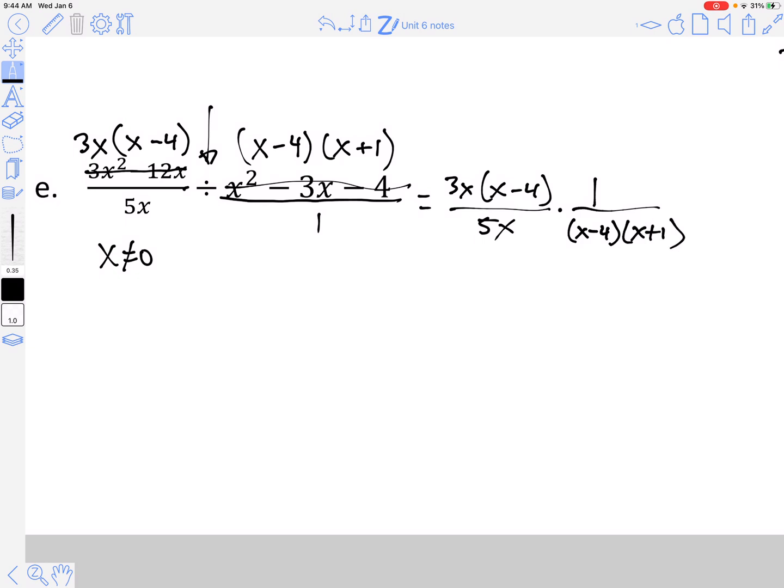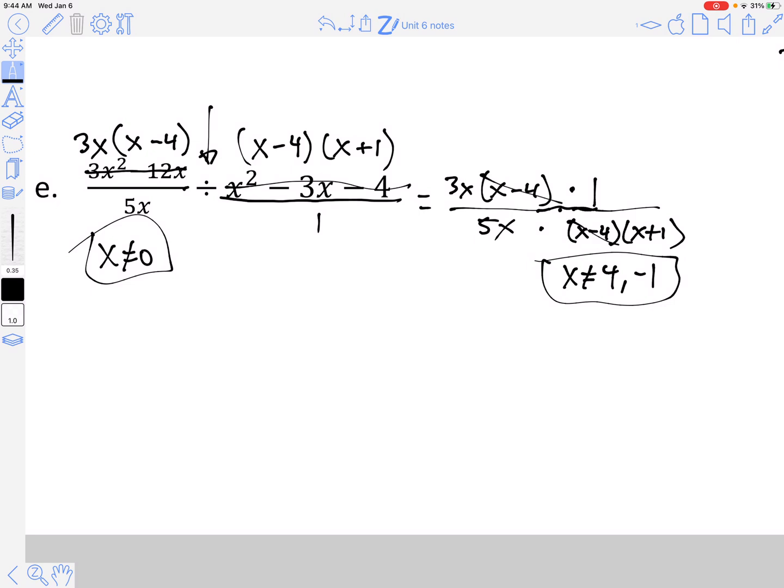Alright, now we've got to check this guy for the excluded values because we created a new denominator, right? So x can never be 4 or -1. Those would both make it 0. Okay, so don't forget I have this guy over here and now these two. Okay, now just notice that we are ready to go, ready to roll.